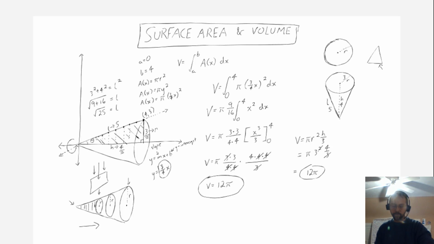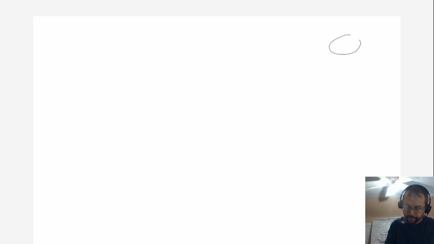Now we're going to move to surface area, and I'm going to need a new paper. Here's one. So, okay, so surface area. First, let's get our cone back up here. It's supposed to be a right cone, so if you were to slice it perpendicular, you would end up with a circle.